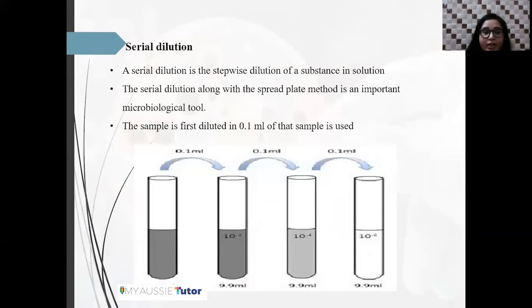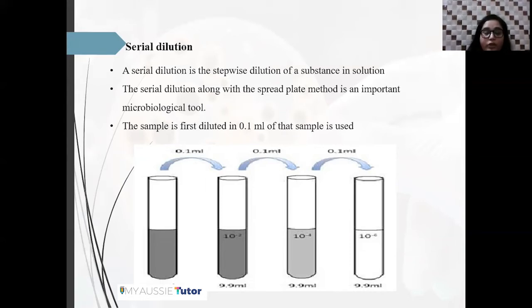So what is serial dilution? It is a stepwise dilution of a substance in solution. We'll get a tube which is full of a sample, and from this there will be like 4 or 5 tubes. Every tube will contain an equal volume of solution, or we can say the agar medium. From the first tube we'll take 0.1 ml and put it into the next tube, and from this tube we'll again take 0.1 ml and transfer it to the third, and then to the fourth.